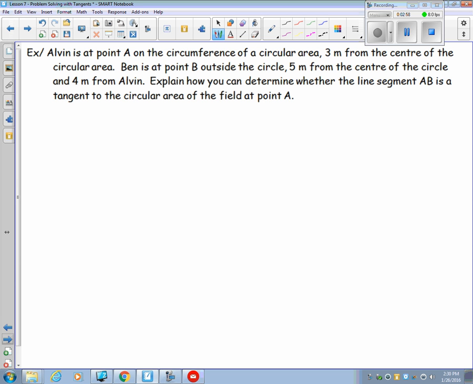We got Alvin at point A on the circumference of a circular area. So we need ourselves a circle here. All right, we've got a circle. He's on the circumference, which means he's on the point on the outside. That's point A. And it's 3 meters from the center of that circular region. Ben is at point B, outside the circle, 5 meters from the center of the circle, and 4 meters from Alvin. So let's put him down here somewhere. He's 5 meters from the center of the circle and 4 meters from Alvin.